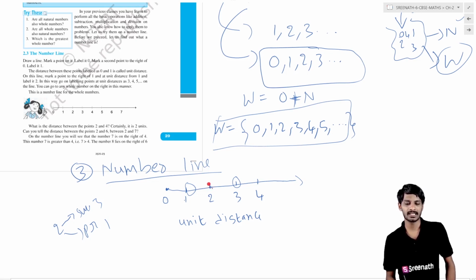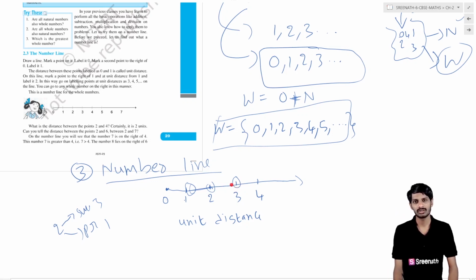Basically, the successor of this 2 is on the right side in the number line, and the predecessor of the 2 is on the left side on the number line. Okay, so if you take any number, the predecessor will be on the left side and the successor will be on the right side, students.